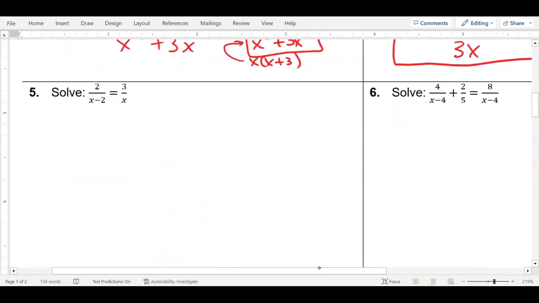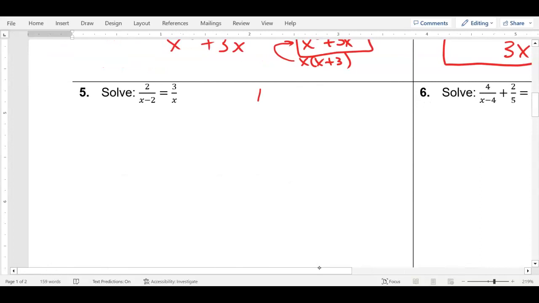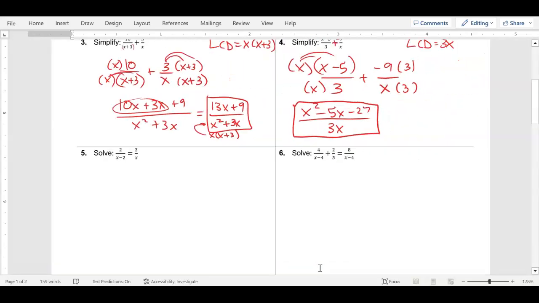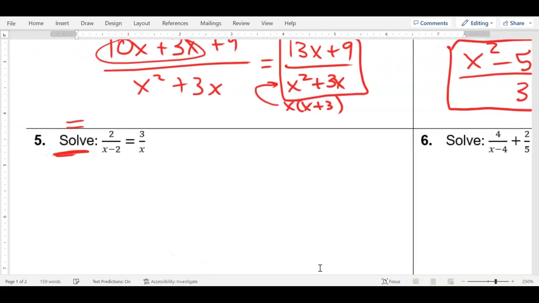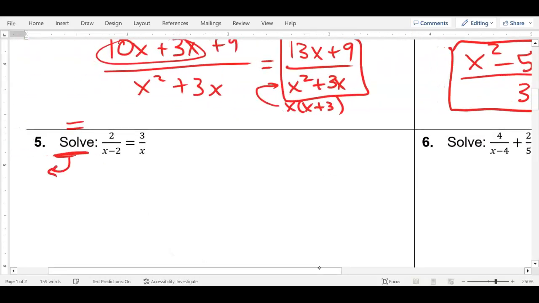Alright, number 5. Once again, my least common denominator. I have x minus 2. Oh, so this time I'm not simplifying. I want you to notice that. There's a difference between simplifying and solving. Solving has to do with an equal sign, okay? So when you solve, that's when you cross multiply. Don't cross multiply for simplifying, but definitely if there's an equal sign.